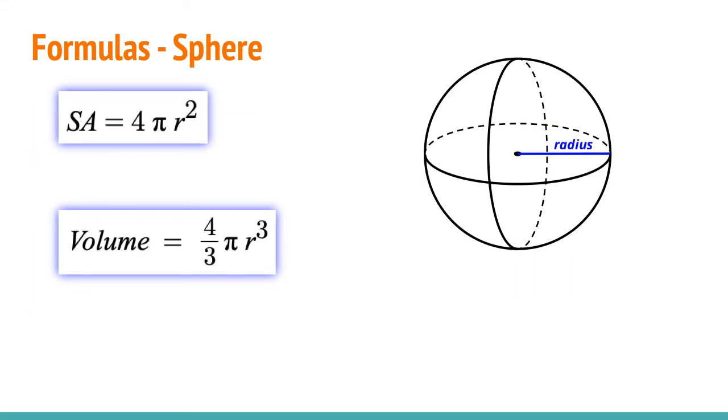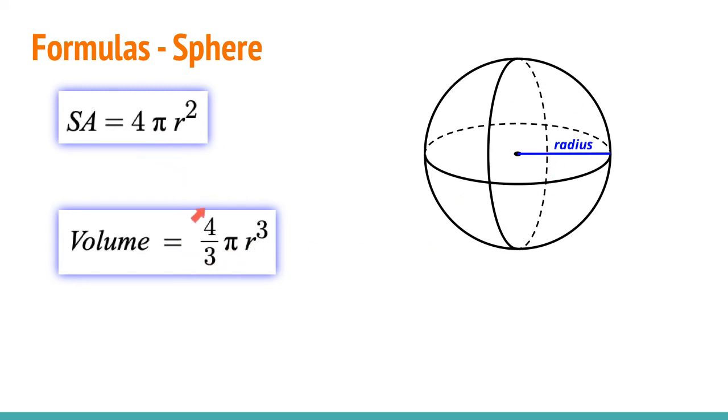Let's move on to spheres. Spheres work the exact same way. Spheres are just 4 pi r squared, where r is your radius. Just plug that information into the formula and you'll have your surface area of the sphere. Volume, if you want to find that one, you just take the radius again and cube it. It's 4/3 pi r cubed, and you'll have your volume of the ball.